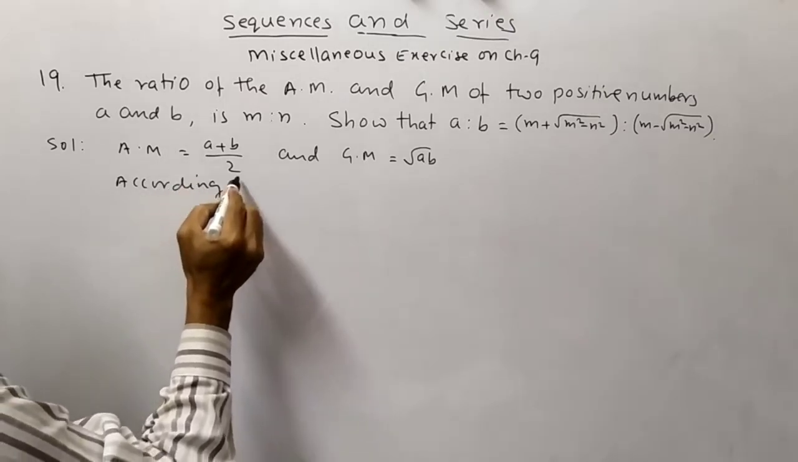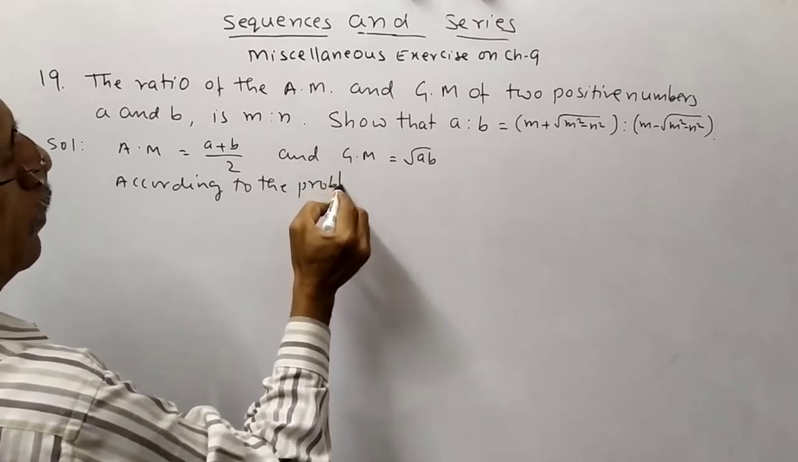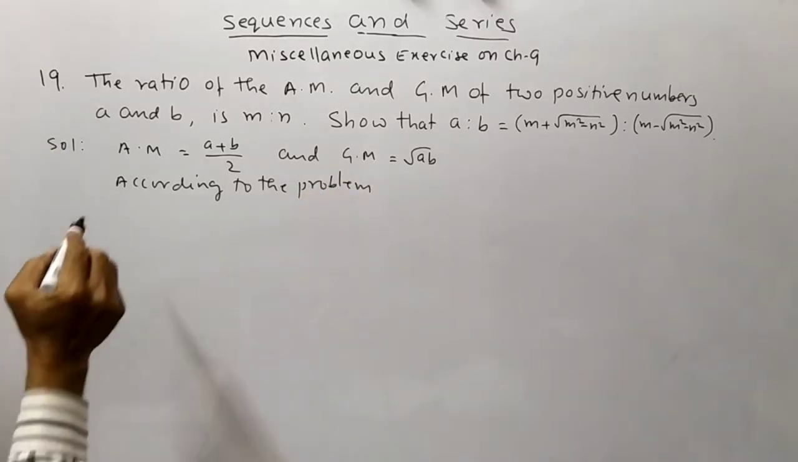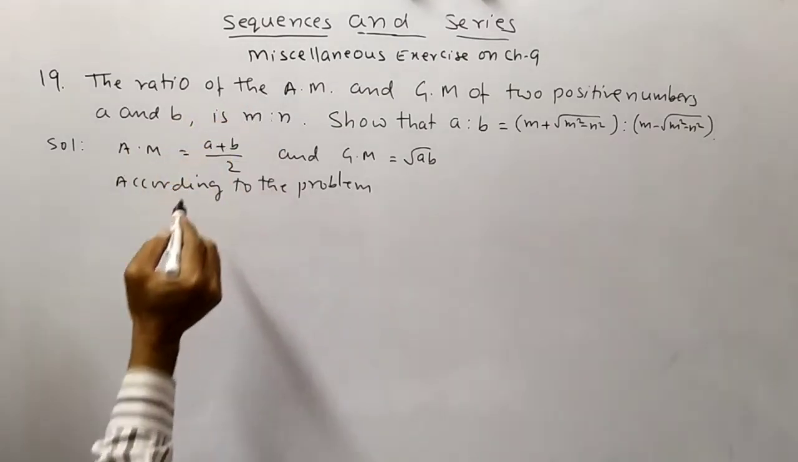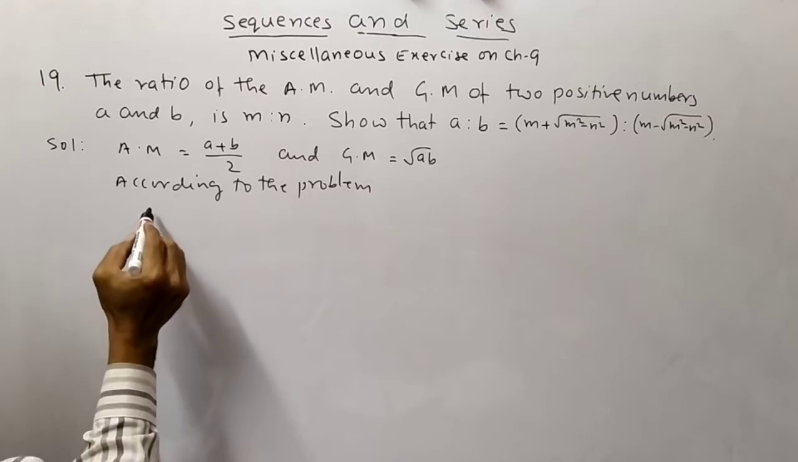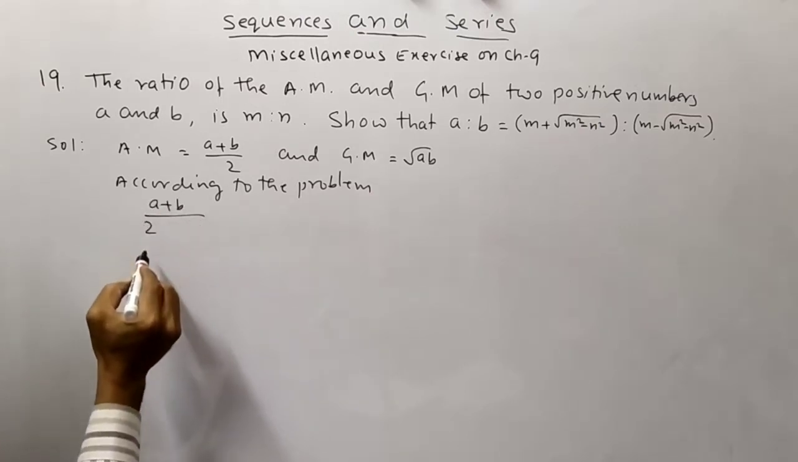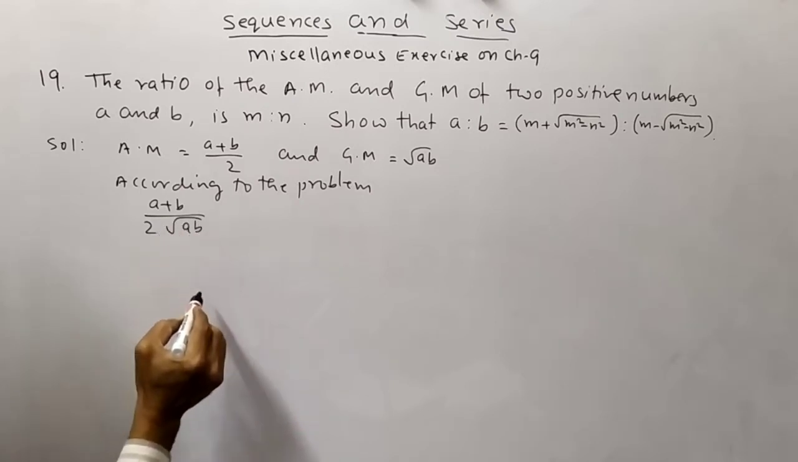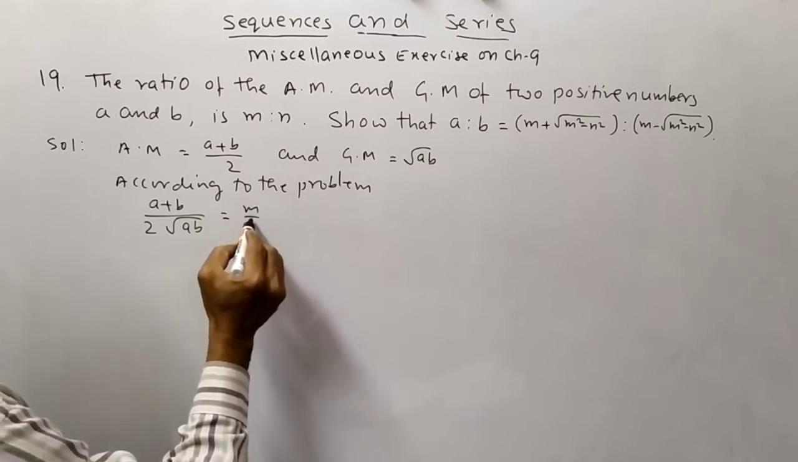According to the problem, that is, the ratio of arithmetic mean and geometric mean is m is to n. (a plus b) divided by 2 root ab, that is geometric mean, is equal to m by n.